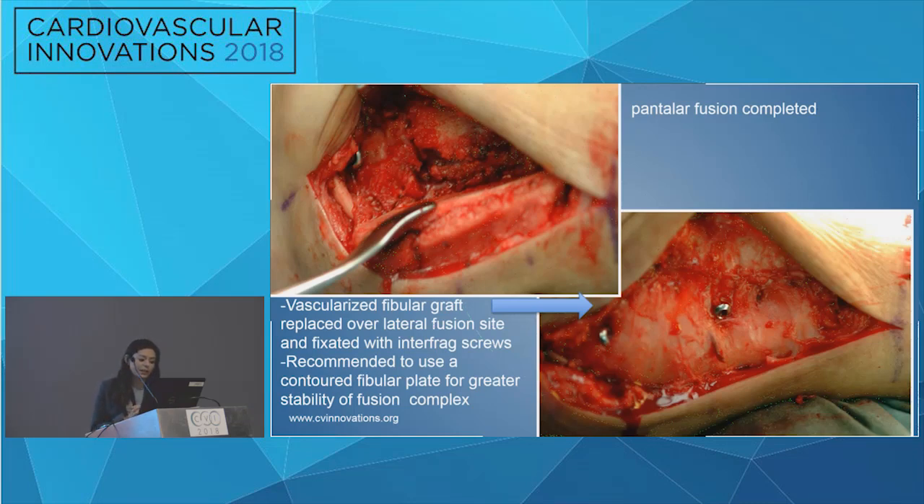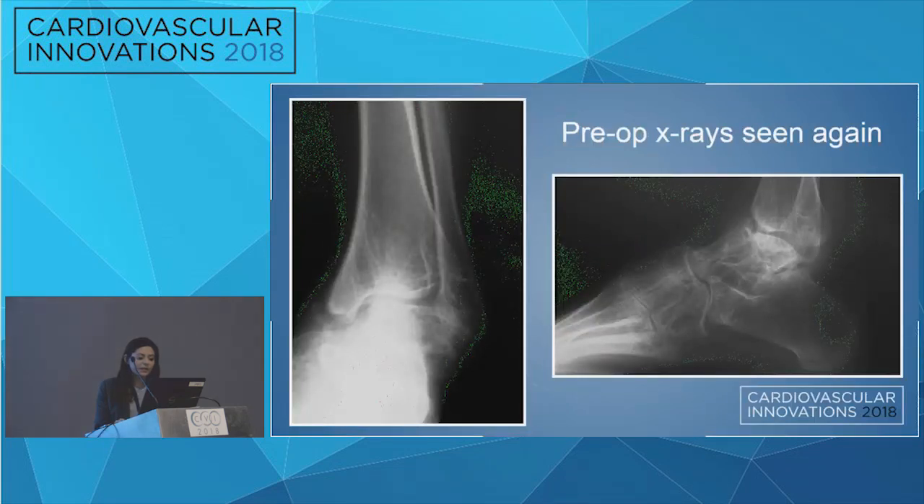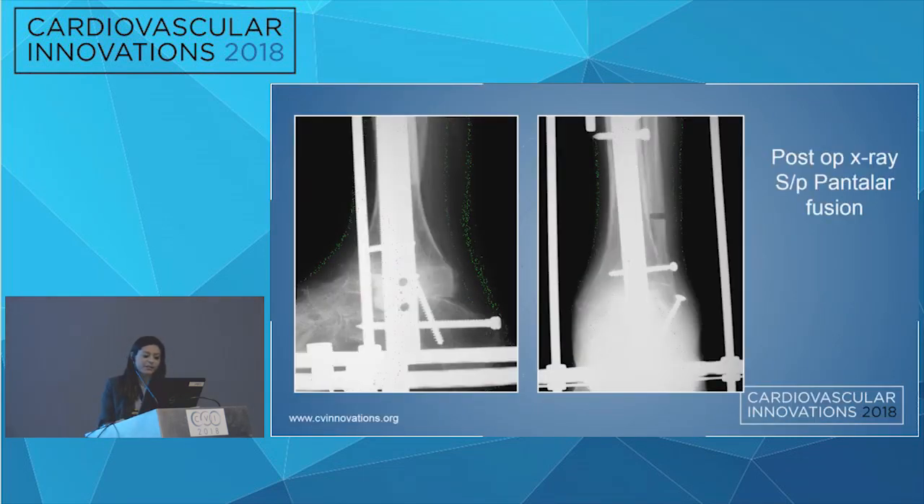The vascularized fibular graft is replaced over the lateral fusion site and fixated with an interfrag screw, but it's now recommended that you can use a contoured fibular plate for greater stability of the fusion complex. So these are the pre-op x-rays you can see again, and then the post-op x-rays with the status post pantalar fusion.